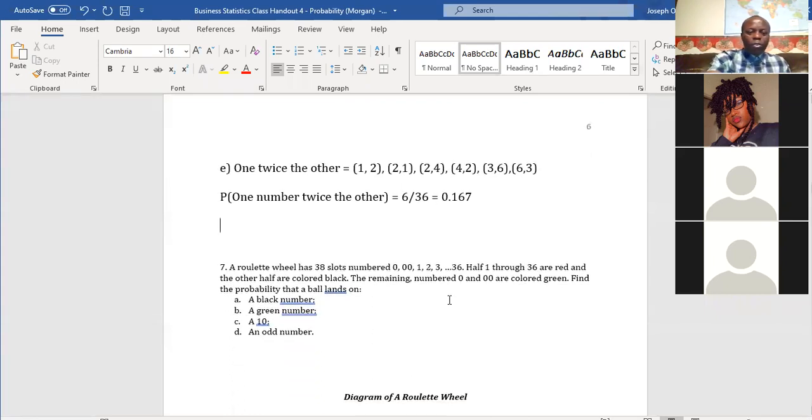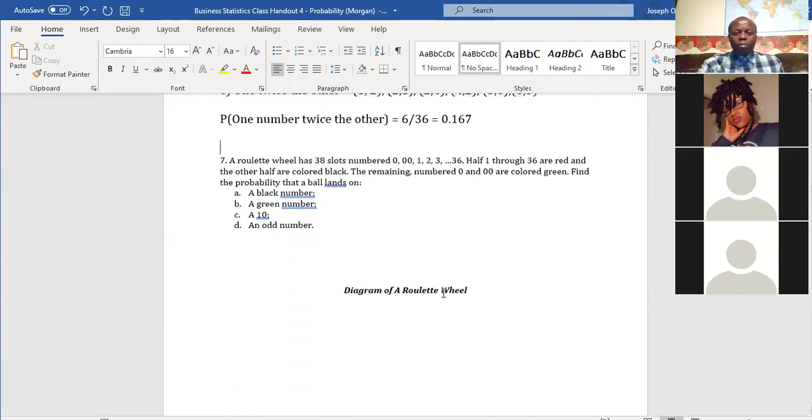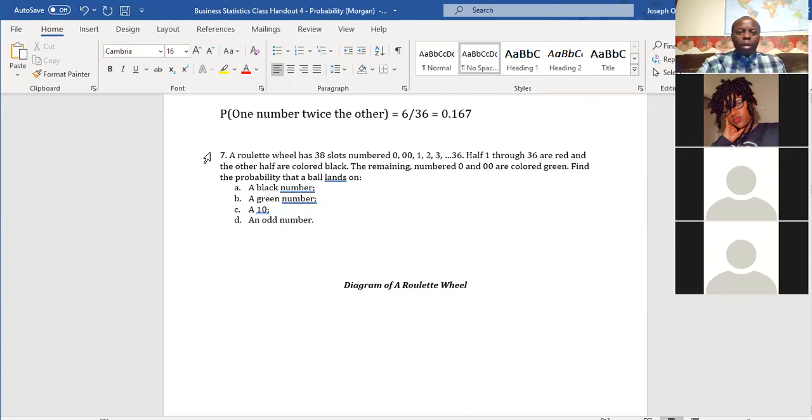Now, since you don't have questions, let us try one more example on this. Then we can perhaps look at more probability rules.